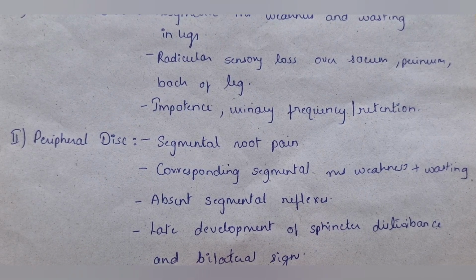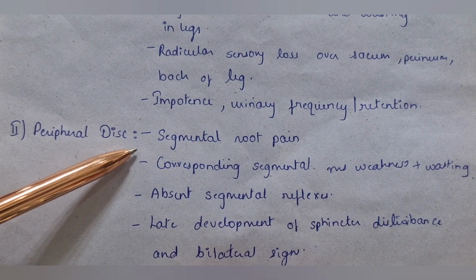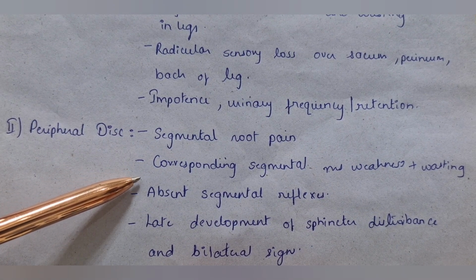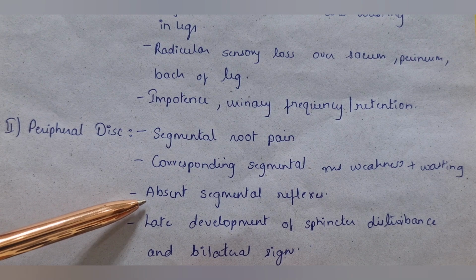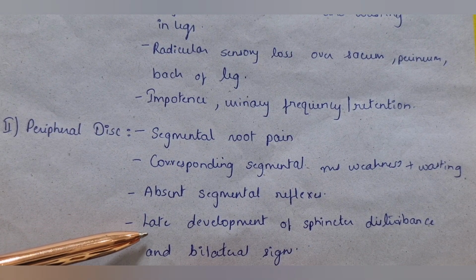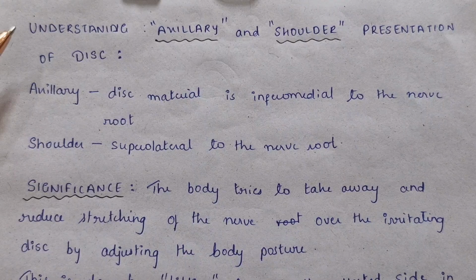In case of peripheral disc prolapse, it includes segmental root pain, corresponding segmental muscle weakness and muscle wasting, absent segmental reflexes, and late development of the sphincter disturbance and bilateral signs.